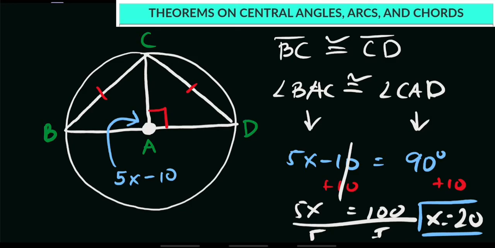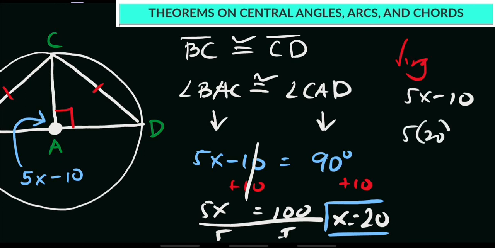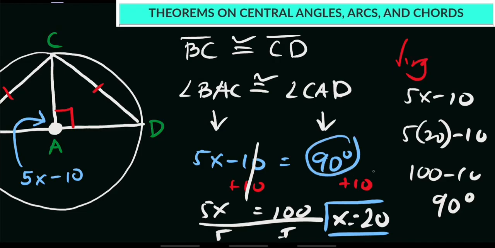If you want to double check your answer, just plug in the value of x to our expression. So for checking, we have 5x minus 10. Plugging in 20, it will give us 5 times 20 minus 10. So 5 times 20 is 100, minus 10 equals 90 degrees, and that is equal to angle CAD. Therefore, our answer is correct. x equals 20 is correct.